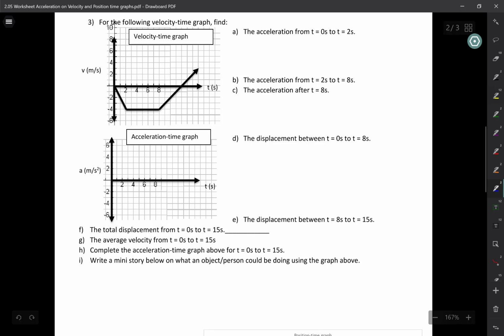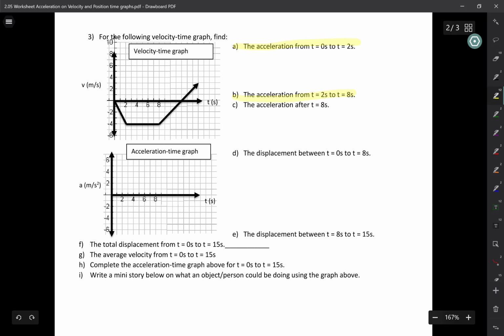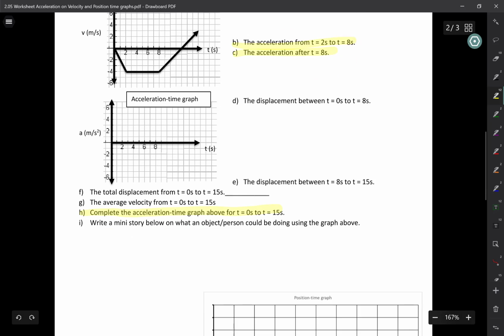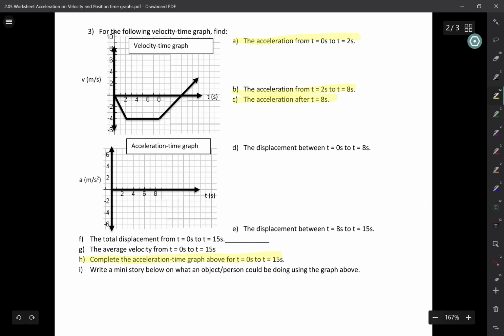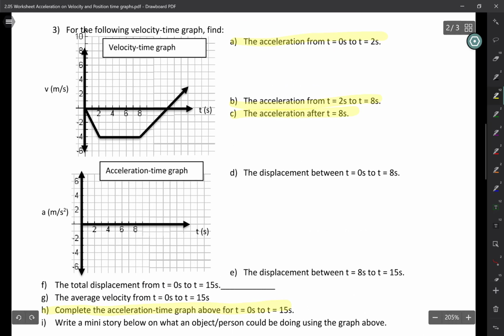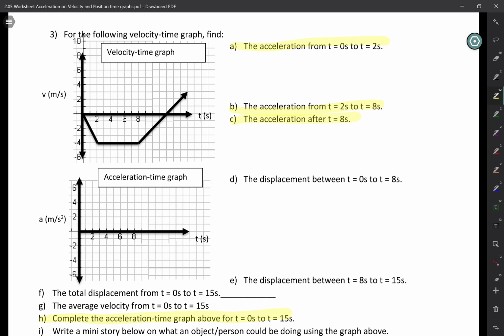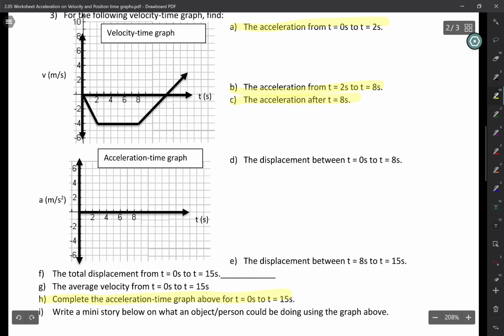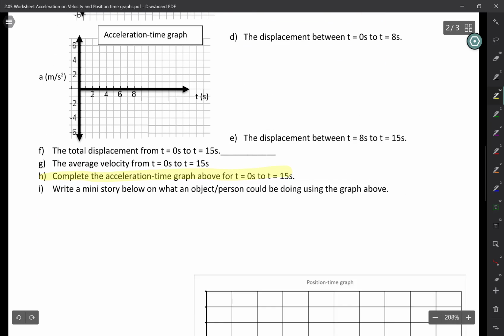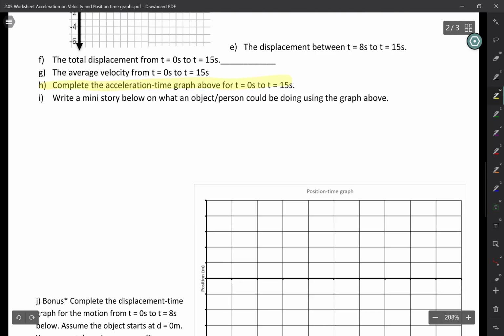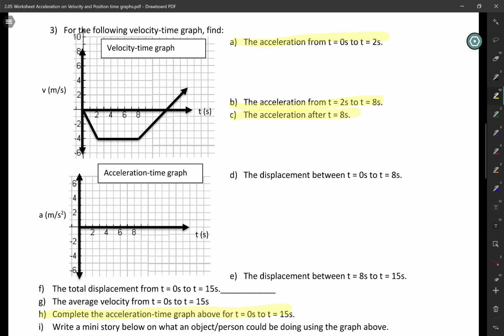In part 1, I am going to do all the acceleration problems. So these ones, not that one, and complete the acceleration time graph. I will do the displacement, average velocity, and the position time graph in part 2. Starting with the first part, the velocity time graph, we are given the graph here. We are asked some questions on the acceleration, the displacement, and to draw the acceleration as well as the position time graph. So let's get started quickly.